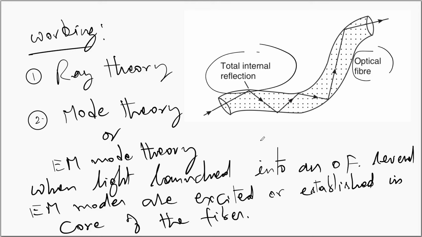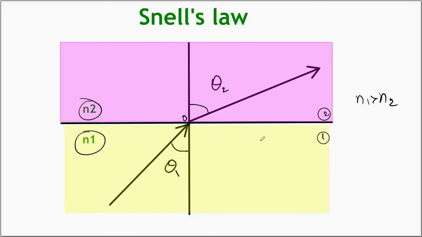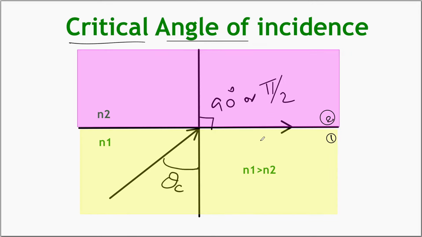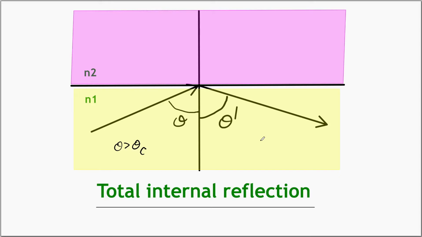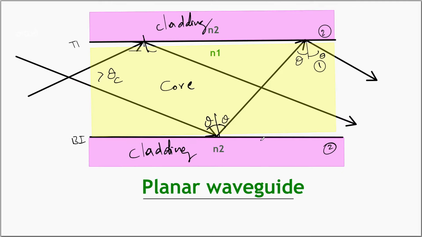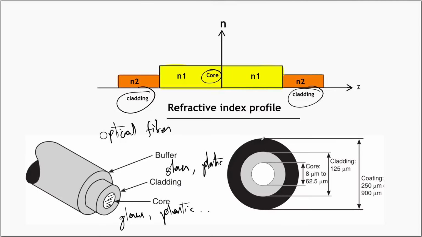Working of the optical fiber can be explained using two different theories, the ray theory and the mode theory, or the electromagnetic mode theory. We have seen Snell's law, we have seen the critical angle of incidence, we have seen total internal reflection, we have also seen the structure of a planar waveguide, we have seen the refractive index profile, and we have seen how the optical fiber cross section looks and its structure.